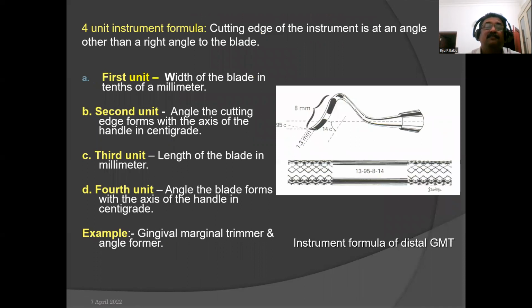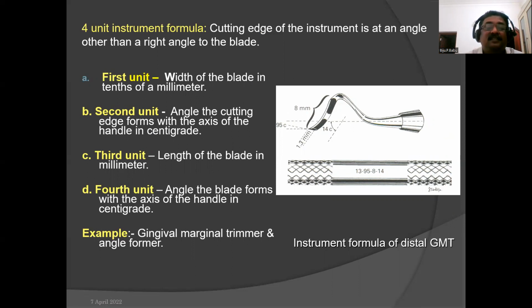Now second is the 4-digit instrument formula. The 4-digit instrument formula is almost the same as the 3-digit, but in the second position you have an added unit. Here the first unit is the width of the blade in 1/10 of a millimeter. The second unit is the angle of the cutting edge with the long axis of the handle.